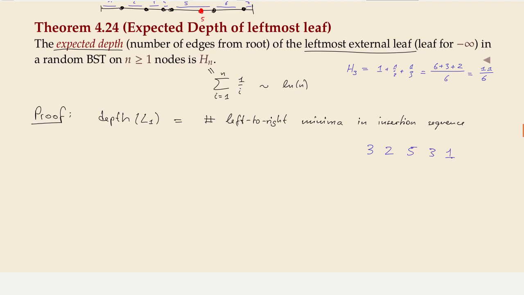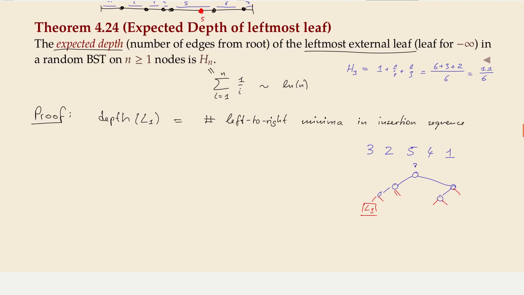That should be a 4. It's just an example I made up. So 3, 2, 5, 4, 1, that's going to be the tree. Then we have the leaves like this, and of course our leaf 1 is this one.